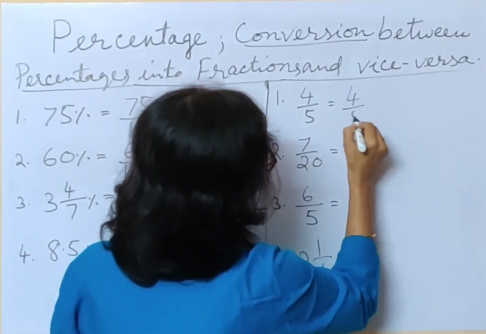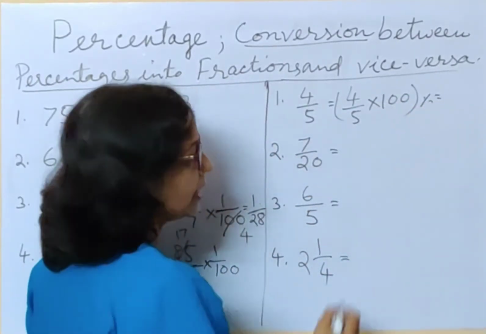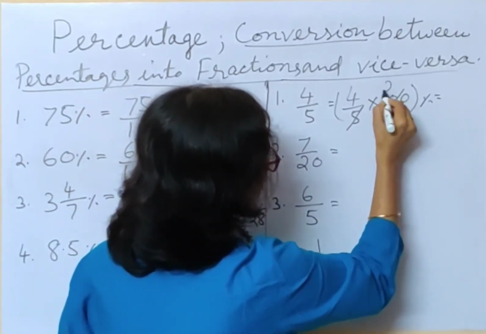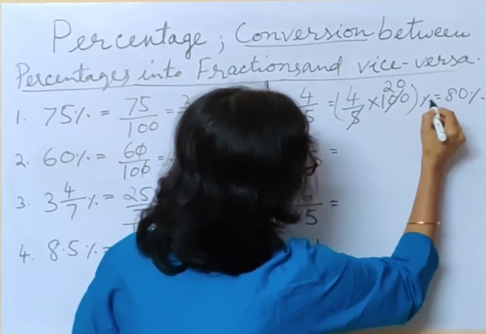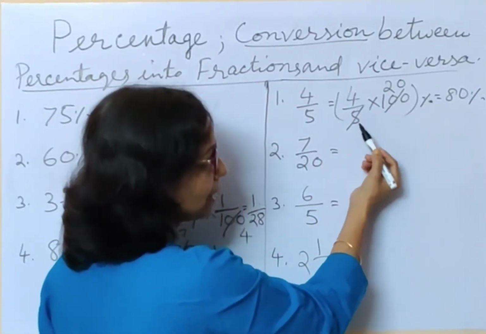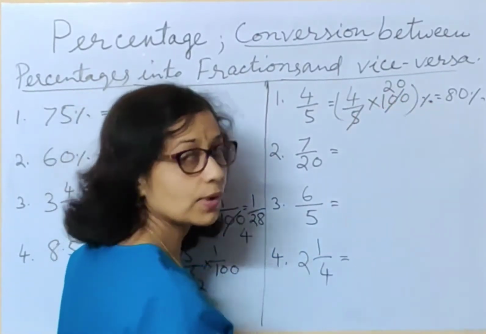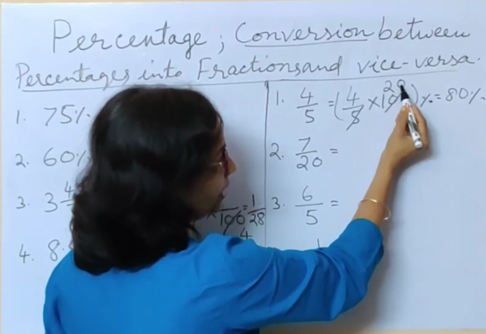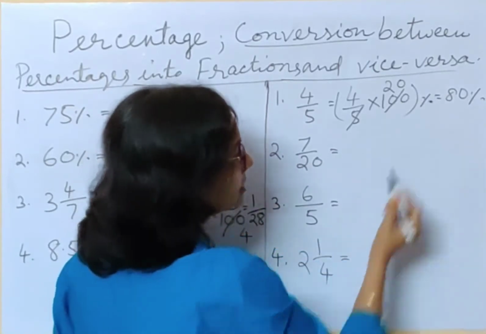So 4 by 5 multiplied by 100 and write the percent symbol. Now here you have to do your calculation. 5 20s are 100, yes, and 4 20s are 80. Now 80%. See, what did we do? We just wrote the fraction, multiplied by 100 and wrote the percent symbol outside the bracket. Cancel 4 by 5 into 100: 5 20s are 100, and 4 20s are 80, so it becomes 80%.